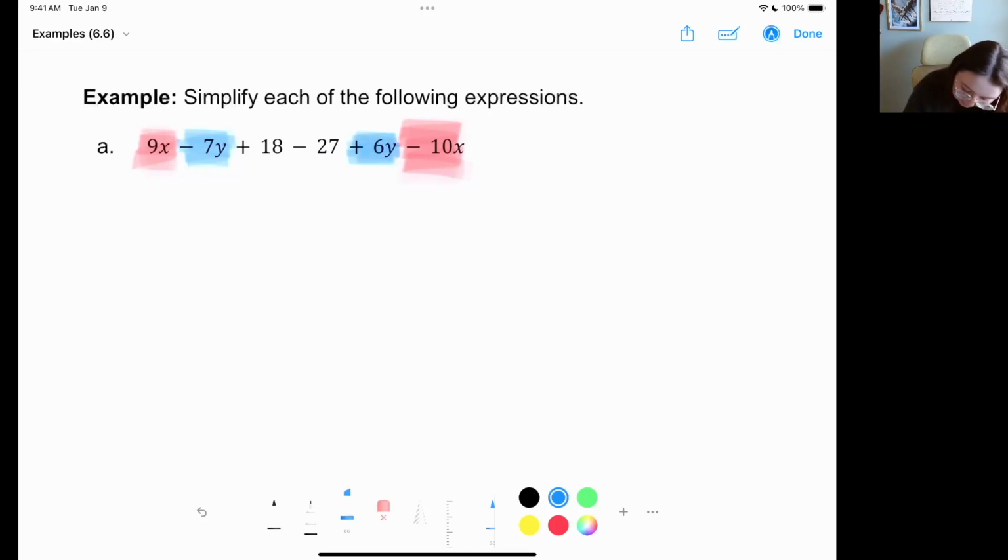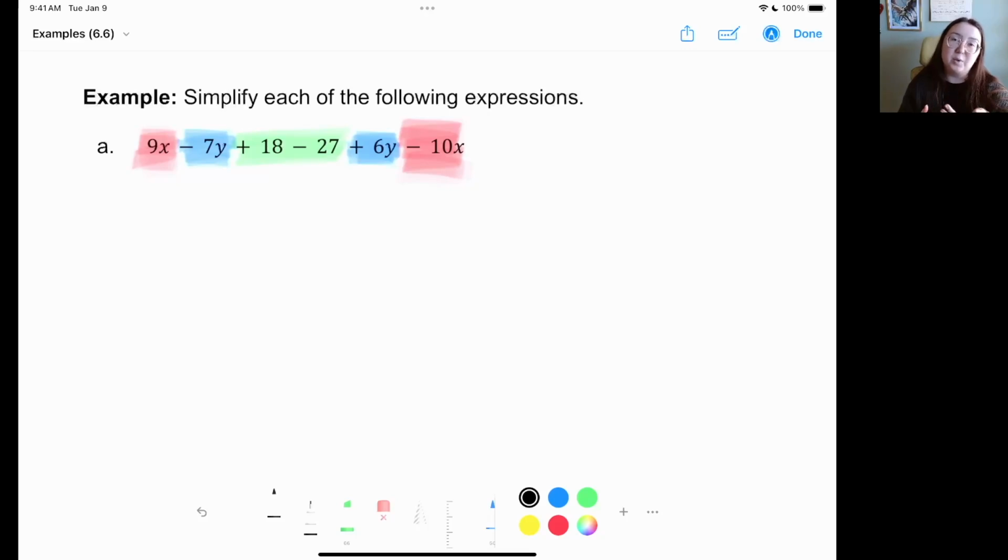So plus 6y, or positive 6y, and negative 7y are like terms. Then lastly, we have 18 and negative 27. These are just numbers by themselves. That means that they are like terms. So we're going to now group all of our like terms together. If you know what to do at this point, you can skip the grouping part. But if not, then we'll go ahead and group them together.